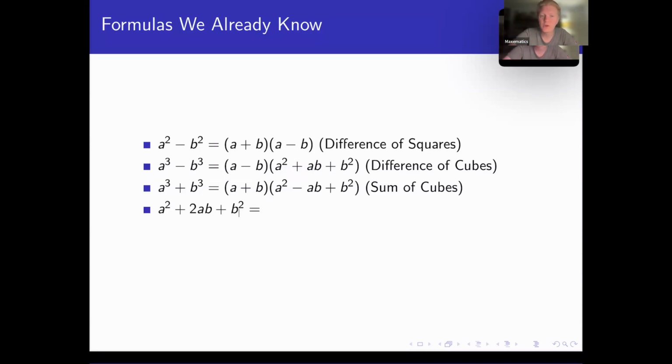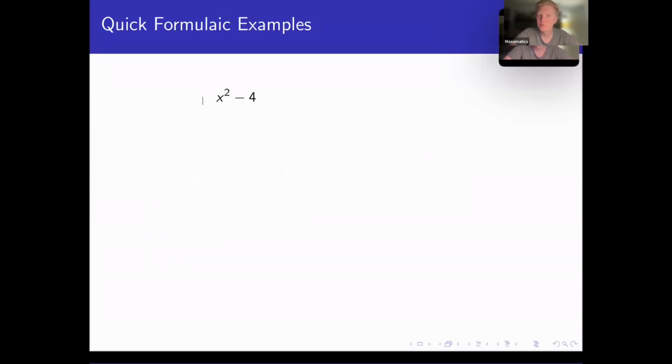A² + 2ab + b². This is very difficult to pick out of a crowd, but this would be (a + b)². Same thing but minus: this would be (a - b)². So let's use some of those rules.